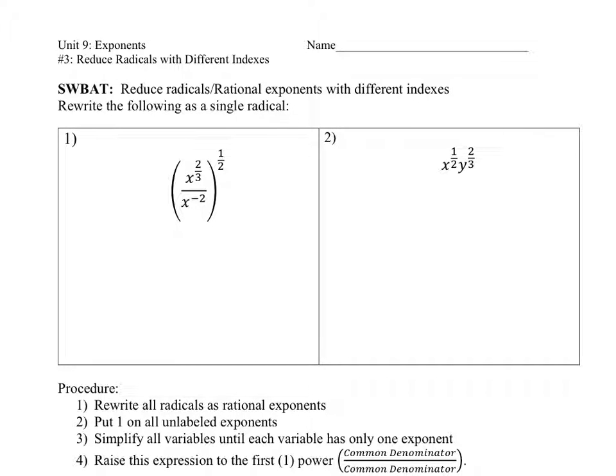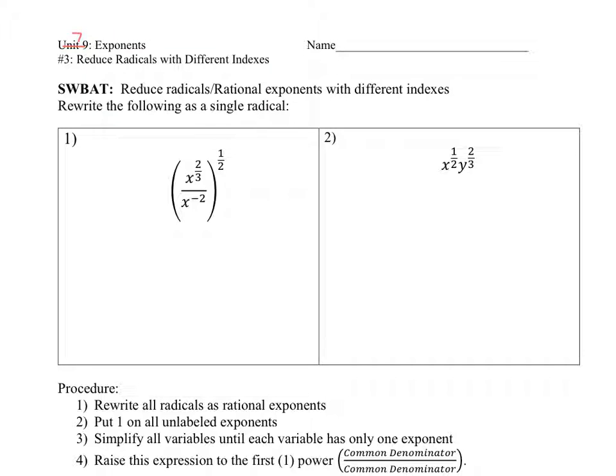Hi everyone, in today's lesson we're going to talk about how to rewrite radicals and rational exponents with different indexes as one single radical. This is unit 7 that we're beginning, exponents, and this is day 3. So let's talk about what I really mean.